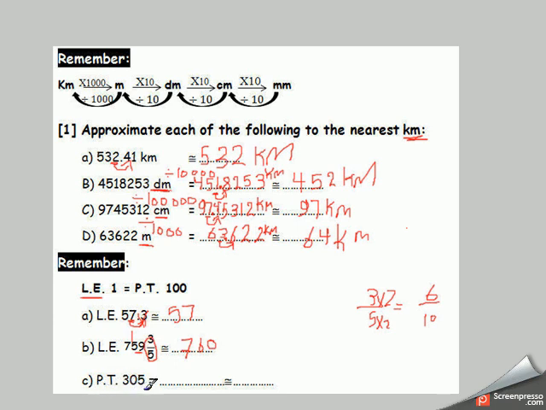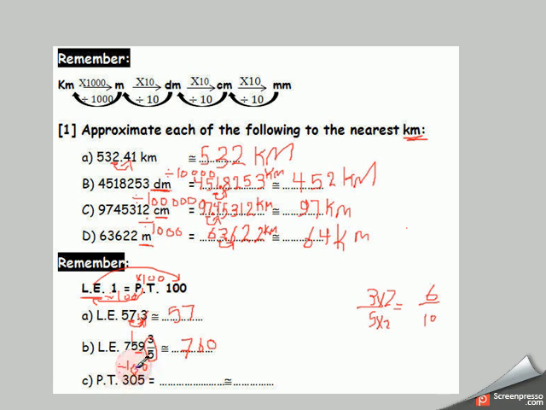305 piastres. The first step, I should convert piastres to pounds. When I convert from pounds to piastres, I should multiply by 100. Now I want the converse. When I convert from piastres to pounds, I should divide by 100. Okay. Now I want to convert from piastres to pounds, so I should divide by 100.